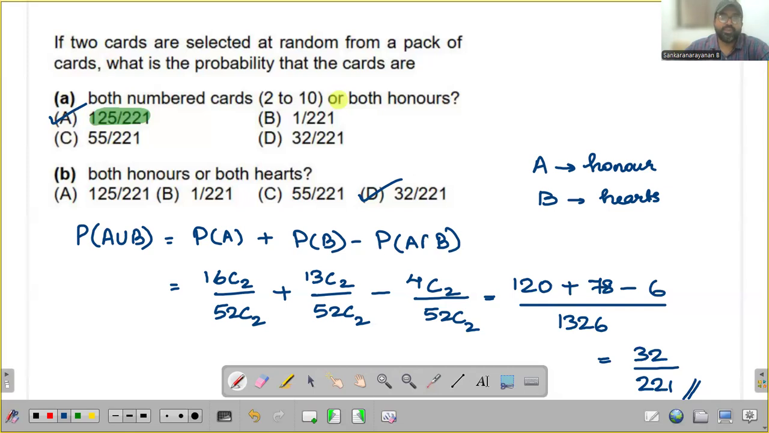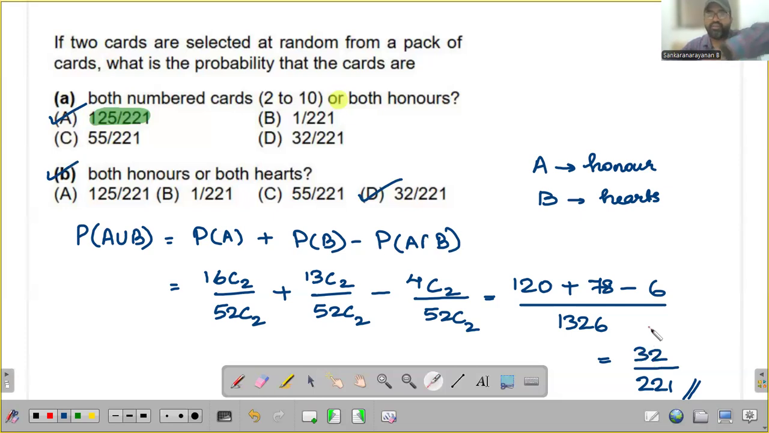Okay. So please be aware, many a time people will think of only these two aspects. They forget to subtract that double addition part. Because here you are considering, in this honor, the hearts, and in this hearts, the honor. So double addition comes. So here you are actually deleting it, and that will get you the correct answer here.